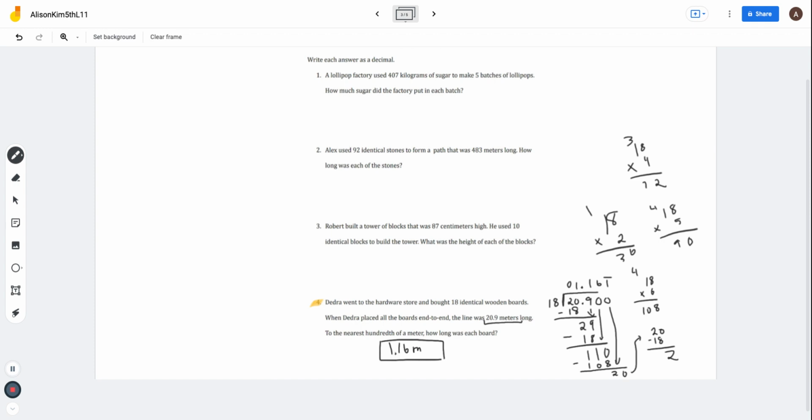For word problems, you need to make sure that you label everything correctly and read the directions correctly too. Because in this case, if we didn't, then it would go on and on and on. And remember the rounding rules from the other videos.